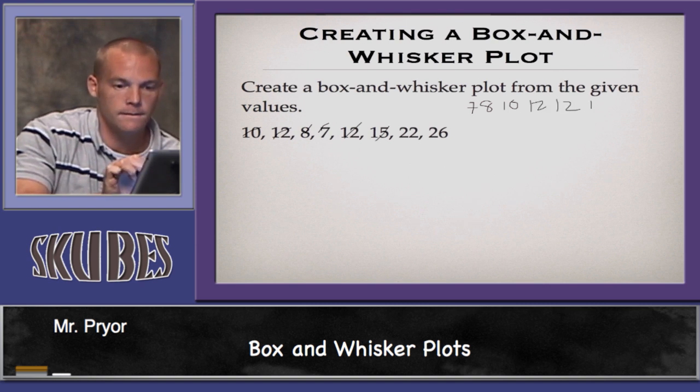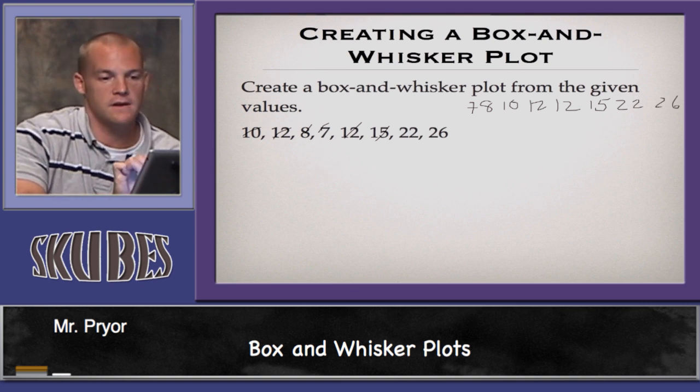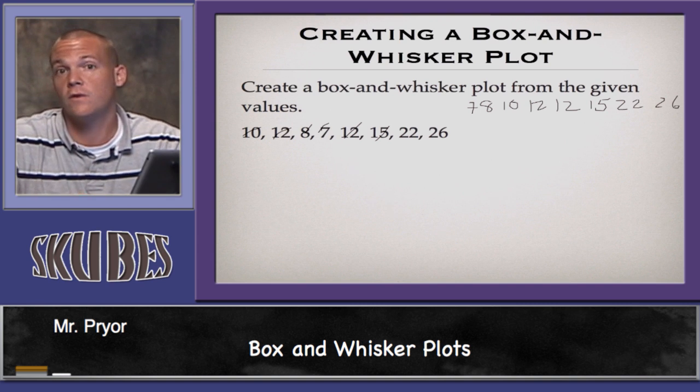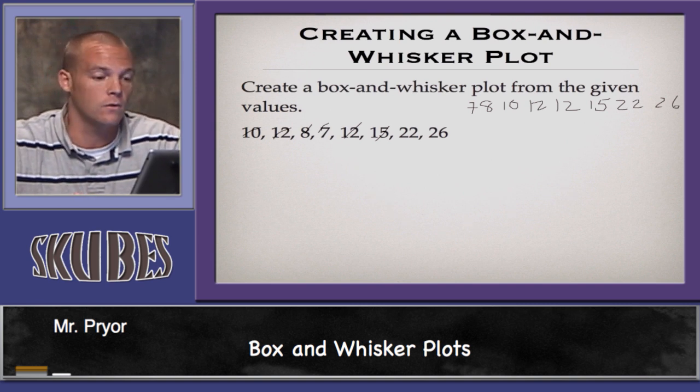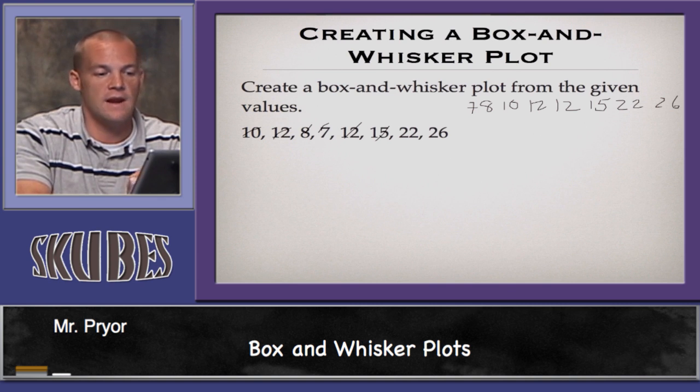A 15, 22, and 26. Okay. And again, we're doing that because we want to make sure that we can correctly find our quartiles and our medians. They have to be in numerical order. So we have this time 1, 2, 3, 4, 5, 6, 7, 8 data points. So not quite as easy as last time.